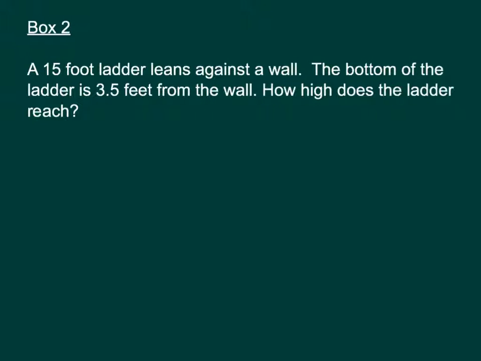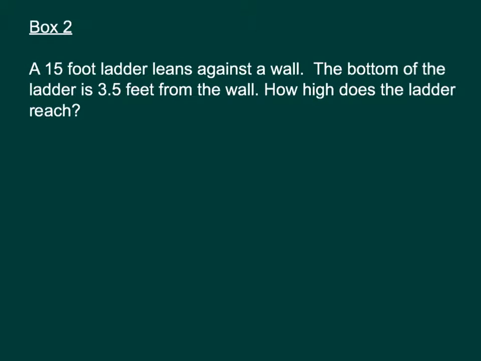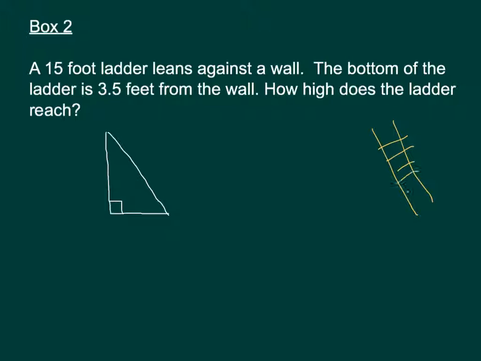So let's follow the steps here. We're going to draw a right triangle. We'll get a pen out first. And we're going to label the parts of the triangle. Now, a ladder leans against a wall. So think about a ladder leaning against a wall like this. It's going to be the slanted part. So we know how tall the ladder is. It's 15 feet.